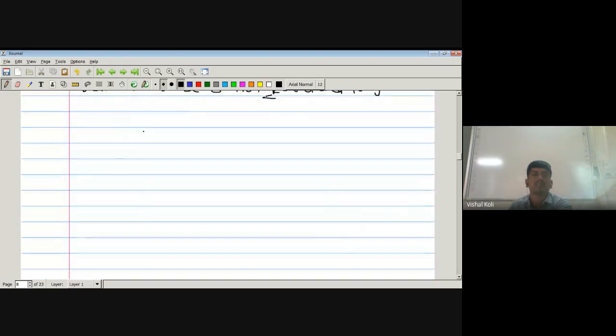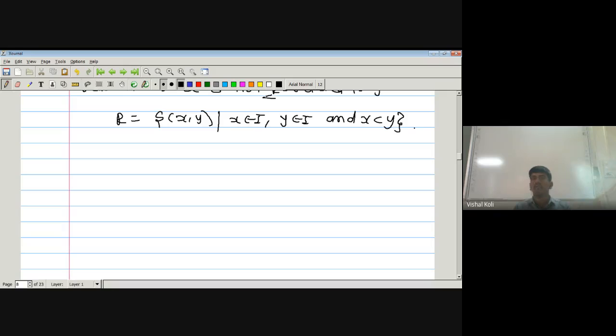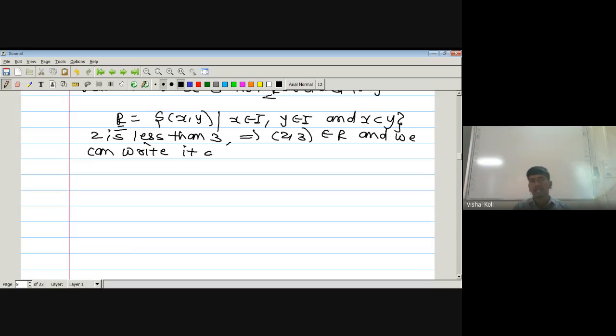Now, for example, suppose R is a relation which contains all the elements x, y such that x belongs to I, y belongs to I, and x is less than y. Then which elements belong to this relation R? As 2 is less than 3, it means 2 comma 3 belongs to R, and we can write it as 2 is R related to 3.